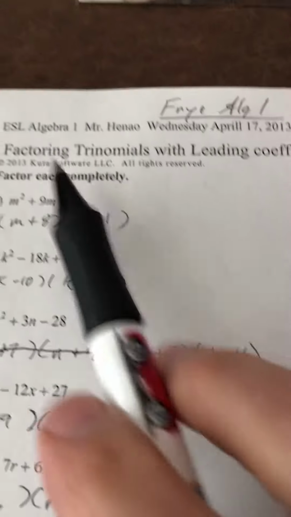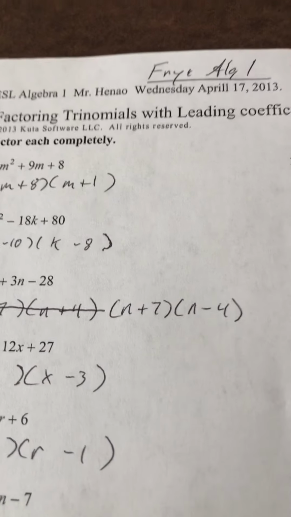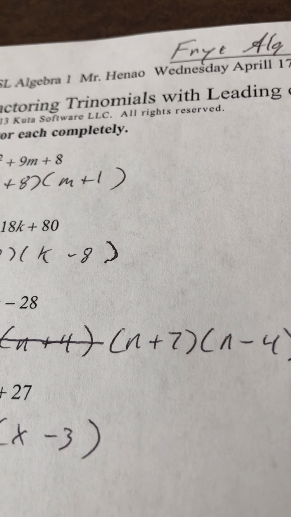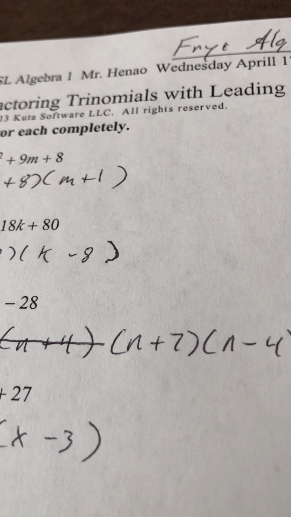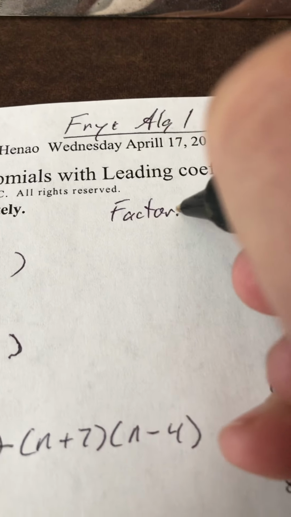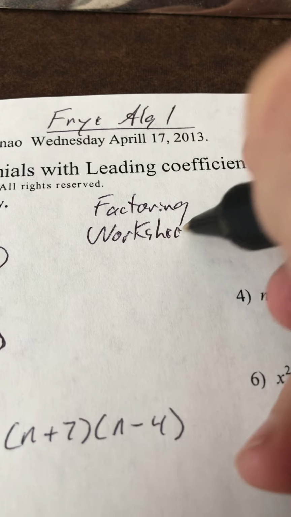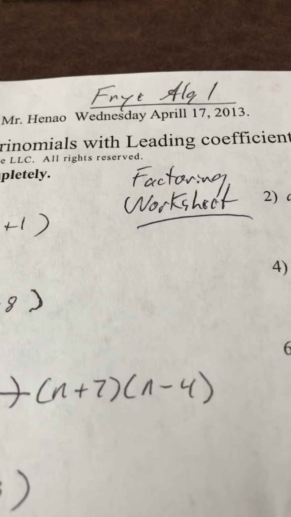I'm taking a look at this factoring trinomials with leading coefficient 1. The name of that assignment is actually just the factoring worksheet. If you're missing this and you need it done, this is the one. This is the one you need. So let me go and put this on the back. I want to tell you what this is all about.